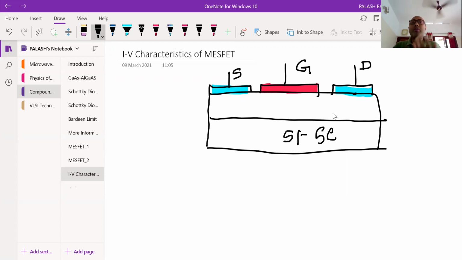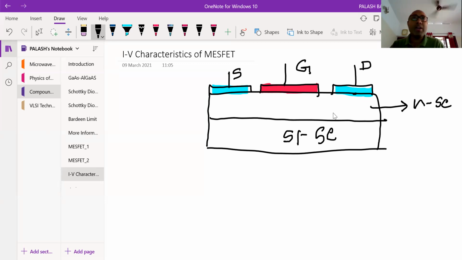Why is it a semiconductor? As I promised you, I'll discuss that matter later, not now, because we are discussing the basic properties of MESFET. MESFET means metal semiconductor field effect transistor, right? Here also I have mentioned, if you remember correctly, that it is an N-type semiconductor. I didn't say whether it's gallium arsenide, gallium nitride, silicon or germanium. You just consider it as an N-type semiconductor.